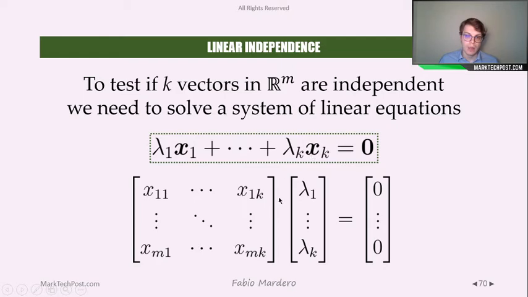Now x becomes a matrix. As you can see, every vector here is a column. We have the first column, which is this term, and for example the kth vector, that is the kth column of the matrix. The coefficients are written as a column vector, and 0 is also a column vector.